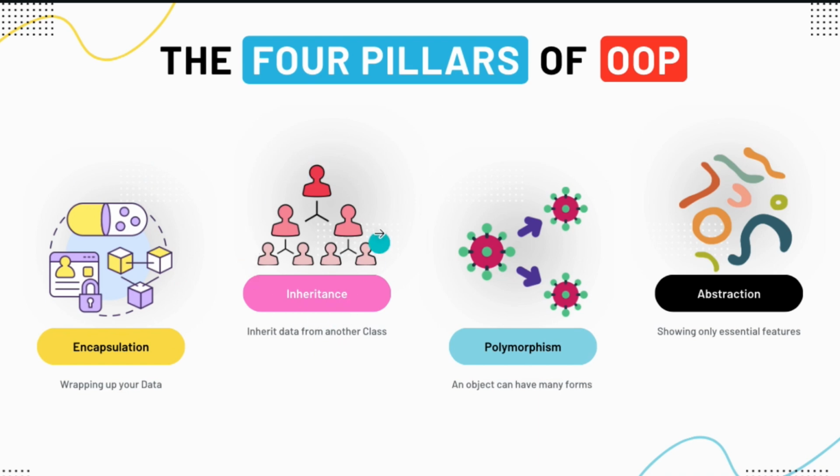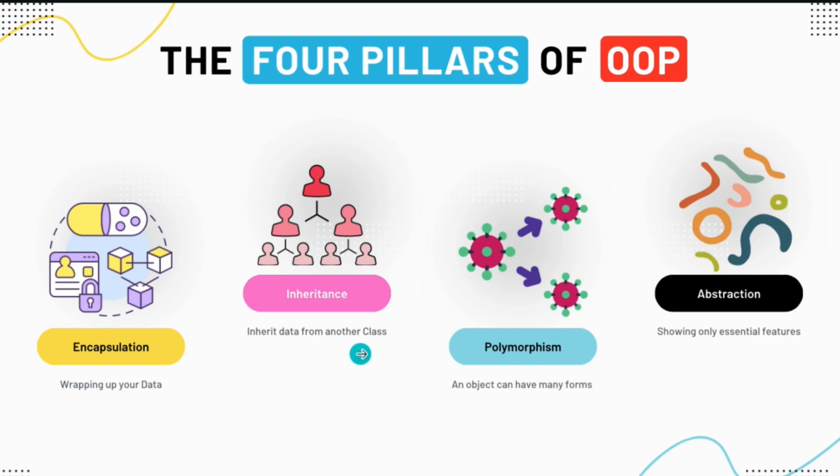The next pillar is inheritance, right? This is just like we're inheriting something from our parents. Could be eye color, could be hair, could be money, who knows, okay? Same thing. We inherit data from another class.